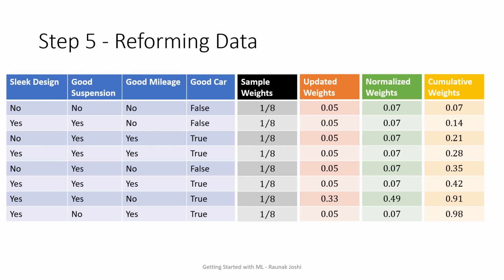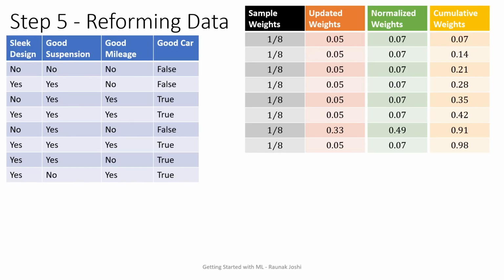Now we have to make a similar data set using these cumulative weights. I'll show you how. So this is the data. The way I am now going to prepare it, you will have to make a data set for the 8 values. And the way I do it, I am going to arbitrarily select a random value between 0 and 1. So this value will be ranging from 0 to 1.